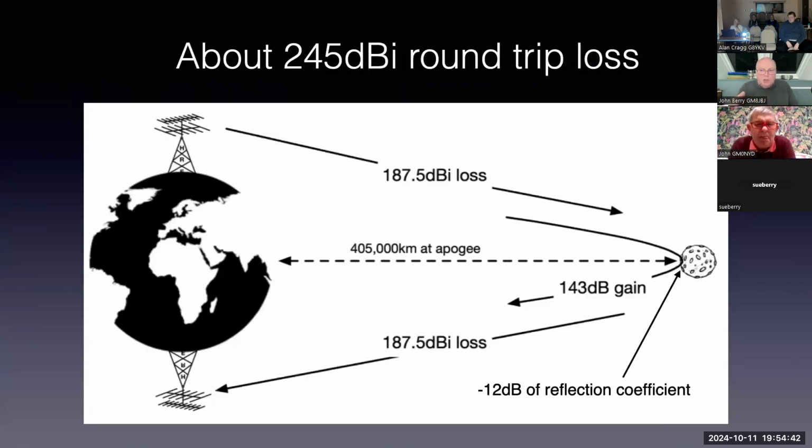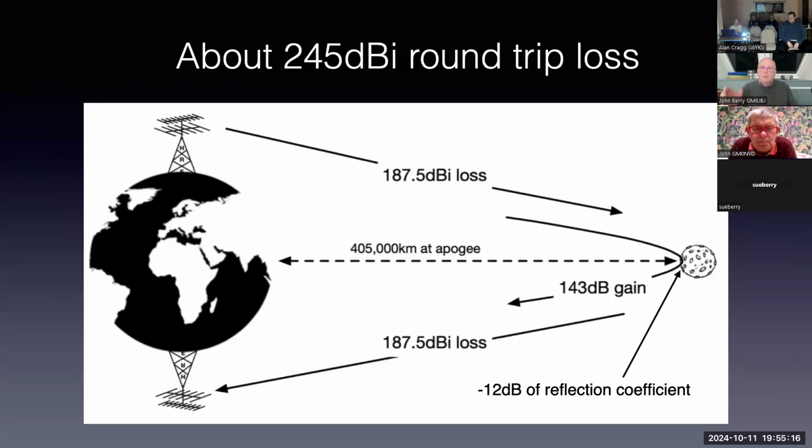There are huge losses involved, massive losses, which, if the moon wasn't as big as it is, would be showstoppers. So you've got this massive 187 dB loss going out. It hits the moon, and if the moon was just a point source, an isotropic radiator, then back would come another 187. You'd have 370 dB of loss, and the world would end. You might as well give up because it wouldn't work.